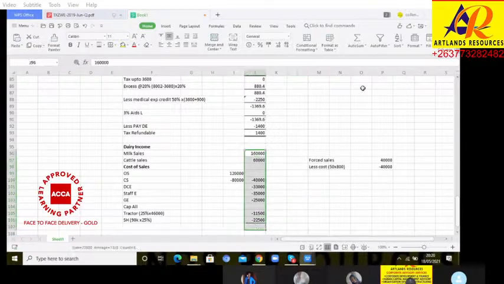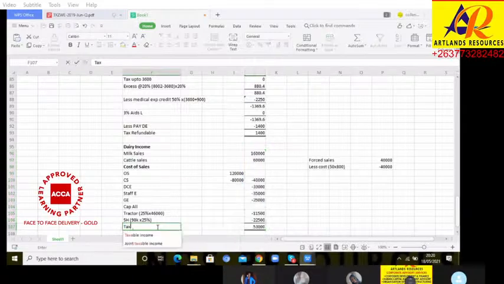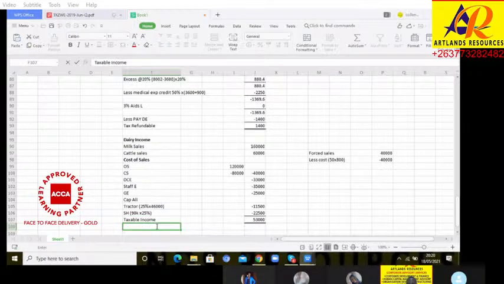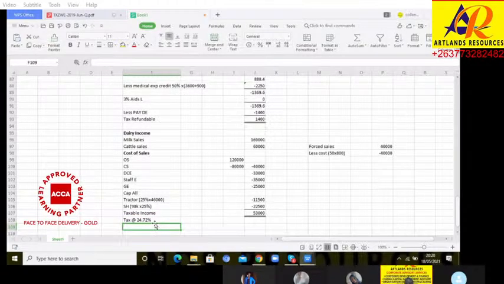So you now have taxable income. This is now taxable income. Then this one you just take at 24.72%, simple as that. So that one is done.